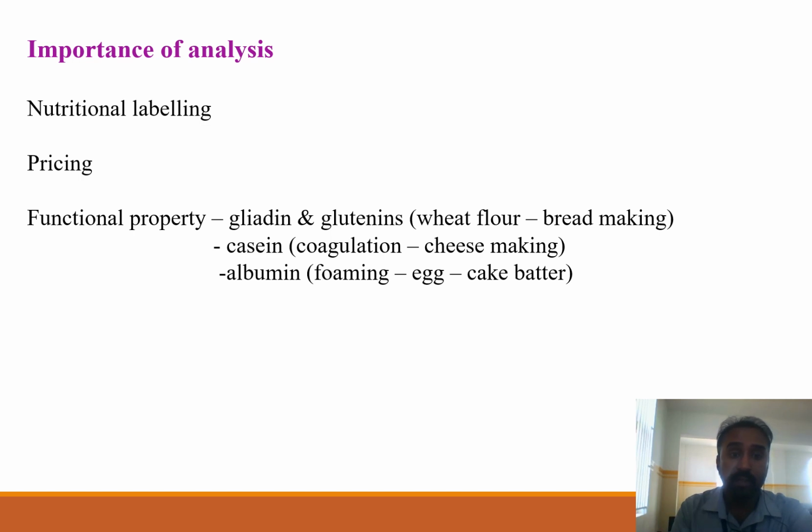Next, the functional property of proteins. Proteins act as functional ingredients in many foods, and many proteins can also be added as additives. For example, gliadin and glutenins are very important in wheat flour, and essential for bread making. Casein, the coagulation of the proteins present in milk, is what makes cheese making possible. And albumin has a foaming property. The proteins present in the egg give better foaming property in the cake batter.